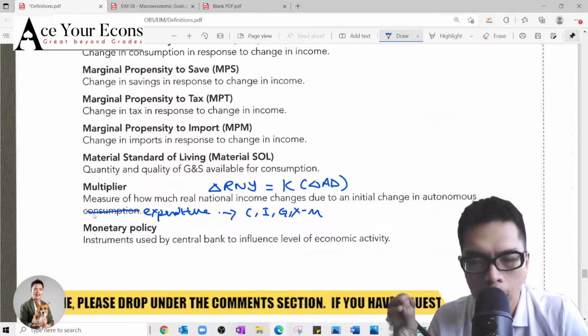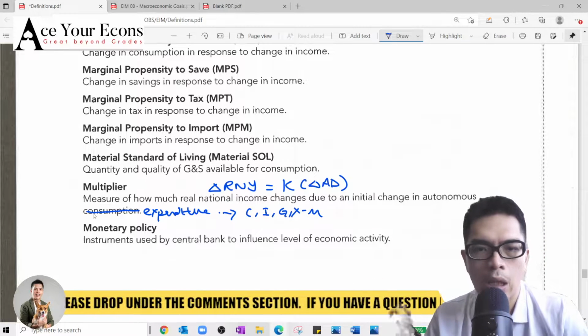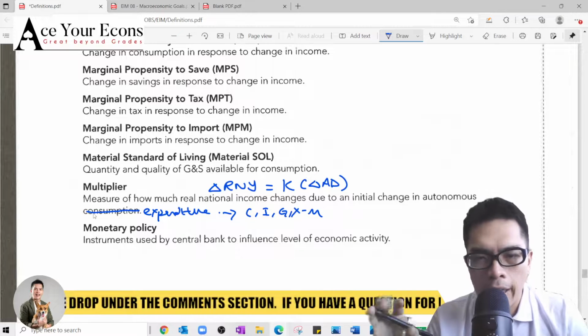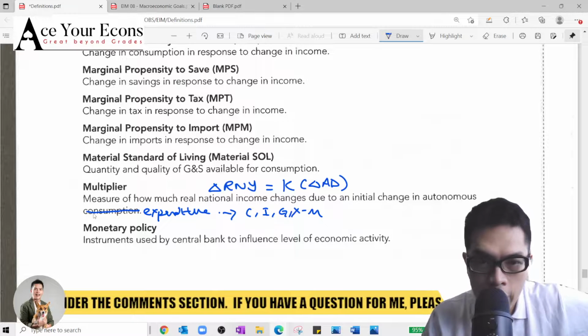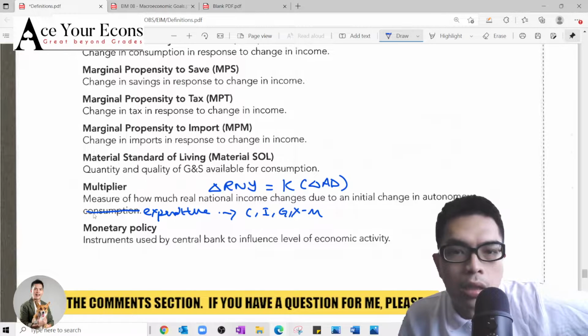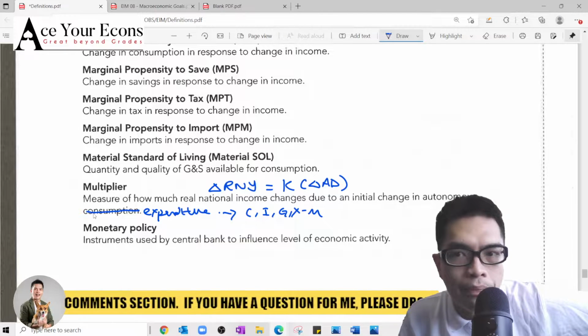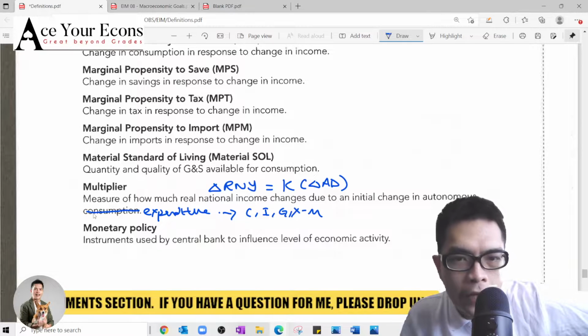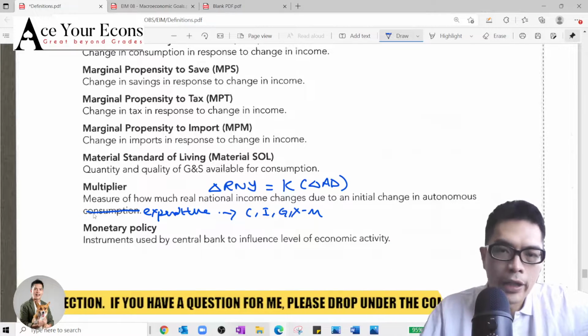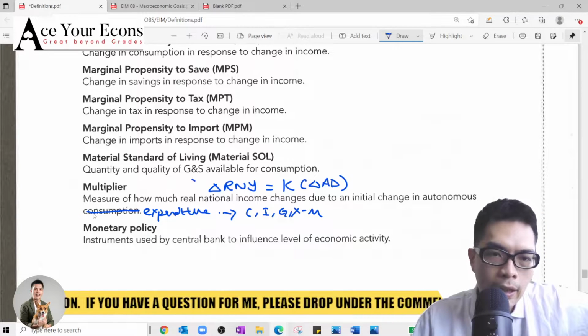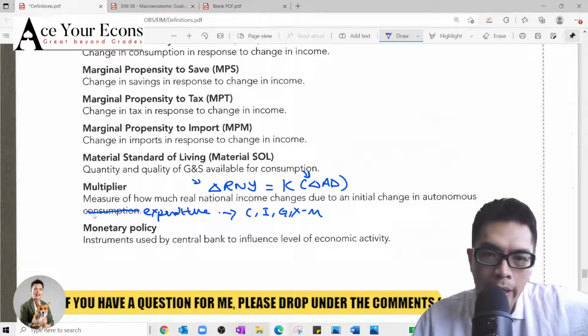So this is what we'll be learning today. We're looking at the magnifying effect of an initial change in AD on your R and Y. And the magnifying effect does not necessarily mean that it is going one direction. I put a delta sign here. Delta means that it can be plus or minus.